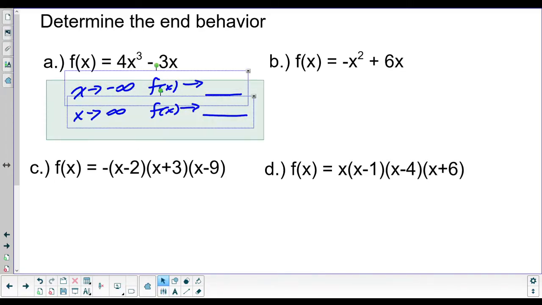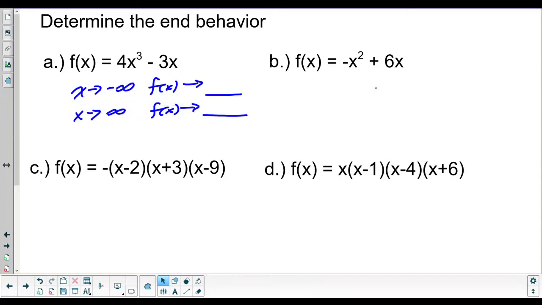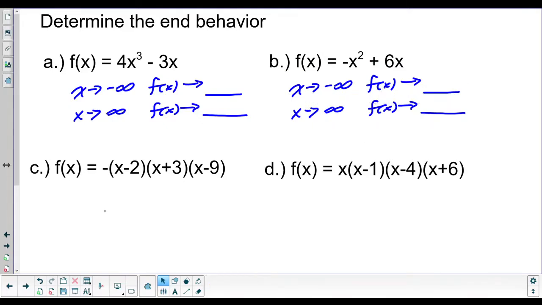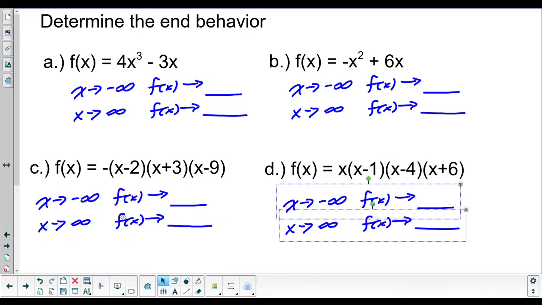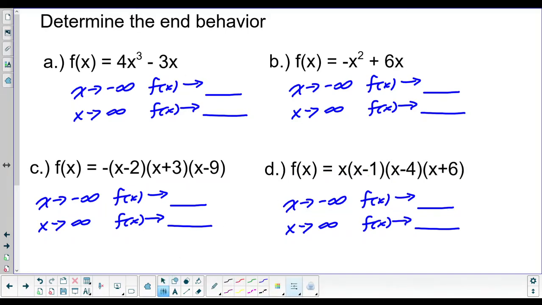I'm going to go ahead and cheat a little bit here. I'm going to copy this, and then paste it a few times so that I don't have to write it, but you can. Okay. So what I'm going to do is draw a little sketch of what it'll look like, and we'll fill in the end behavior.